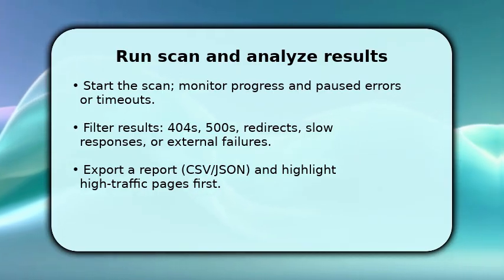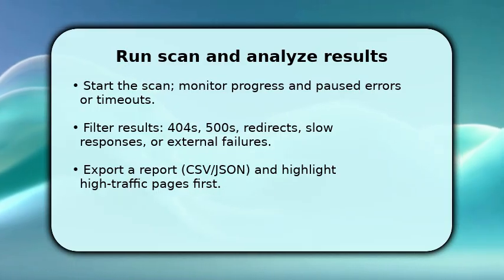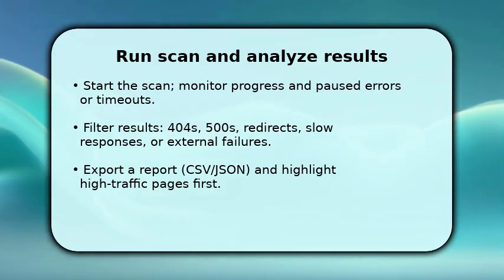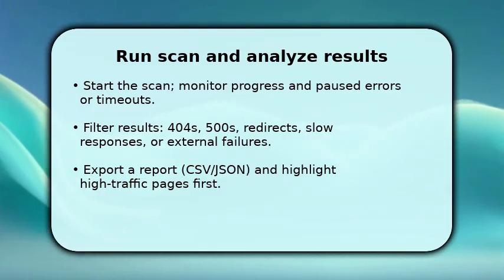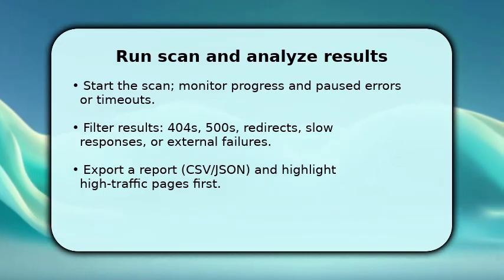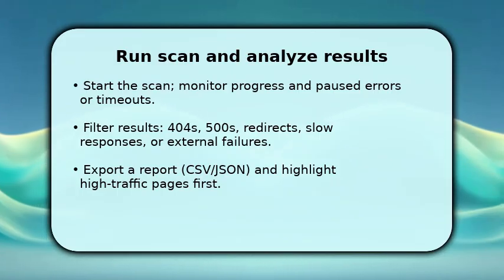Once the crawler finishes, filter results by error type, 404s, 500s, or bad redirects, because each requires a different fix. Export the report to CSV or JSON to sort and prioritize by traffic or page importance. Then, open the highest impact pages first to fix links that affect users and SEO. This prioritization saves time and improves outcomes faster.